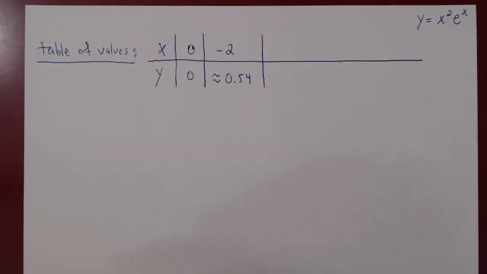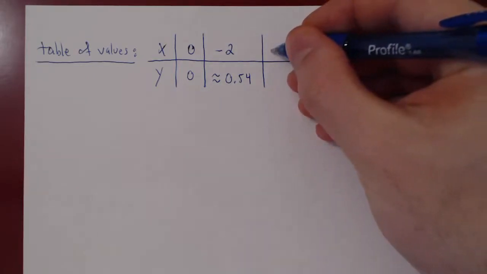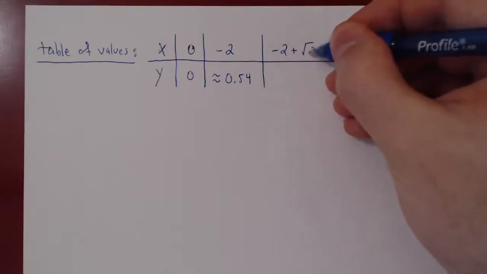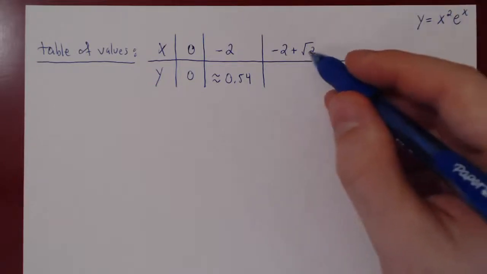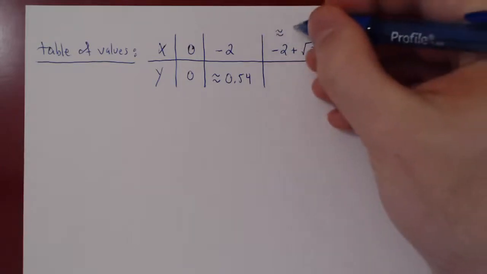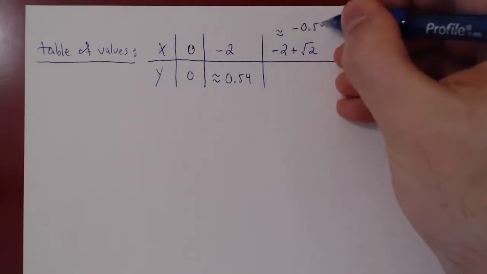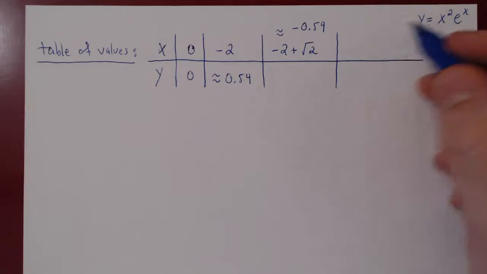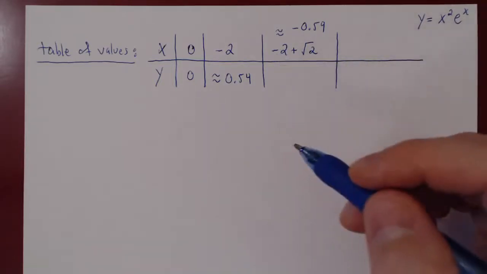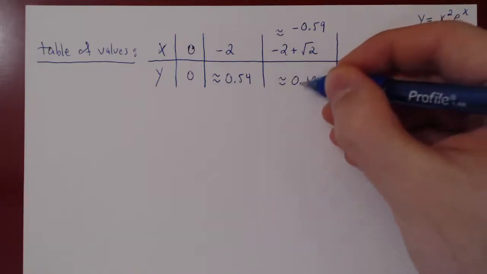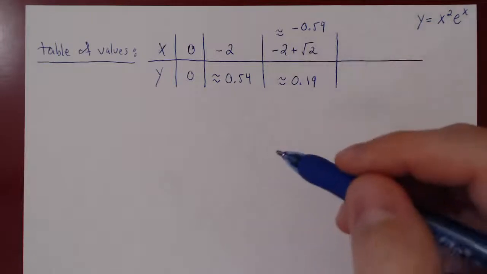The other two key points for this function were inflection points, namely negative 2 plus root of 2. And if you compute this, negative 2 plus root of 2, you will have an approximate value of negative 0.59. And if you compute this in here, so you replace x by negative 2 plus root 2, you'll have an approximate y value of 0.19. This was our first possible inflection point.